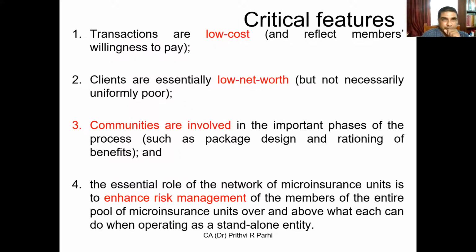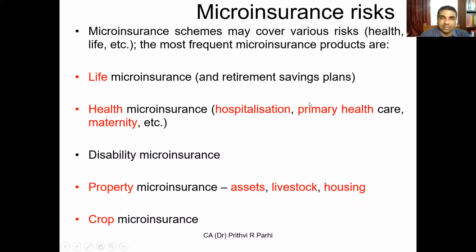Okay, regulations I told you broadly. So the critical features: low cost insurance. It is intended for low net worth people. In most of the cases, communities are involved. A group of people join together and take micro insurance policies. Normally that happens. And it's a very helpful tool to manage the risk. It enhances the risk management of the members, the people involved.